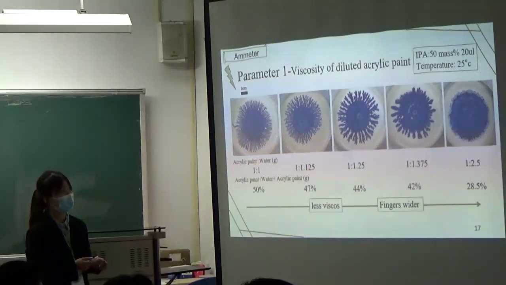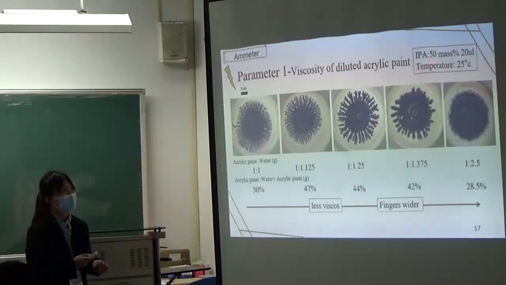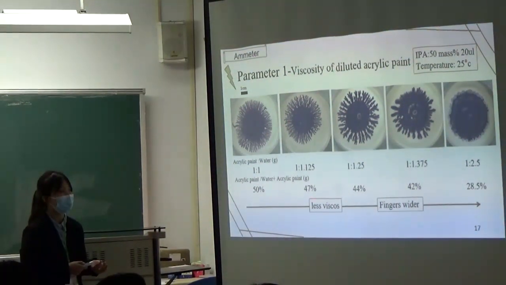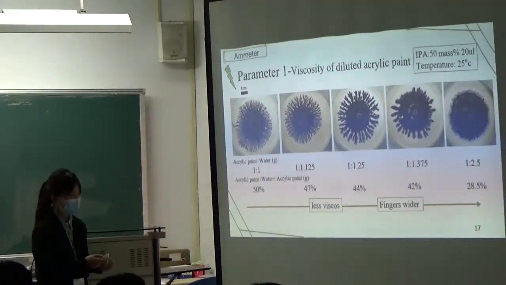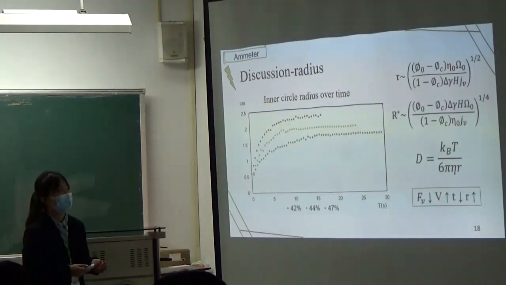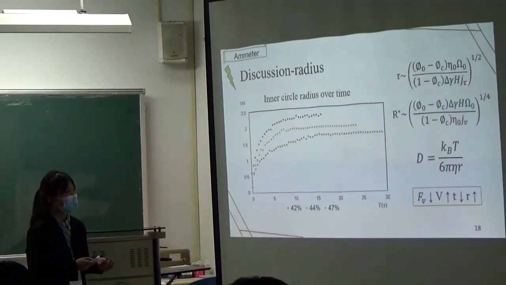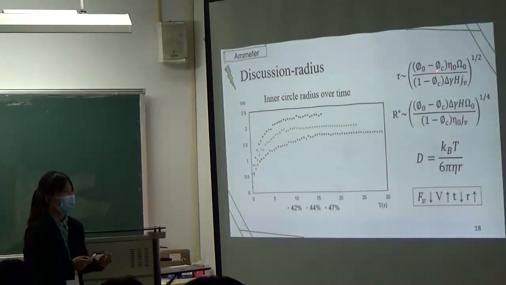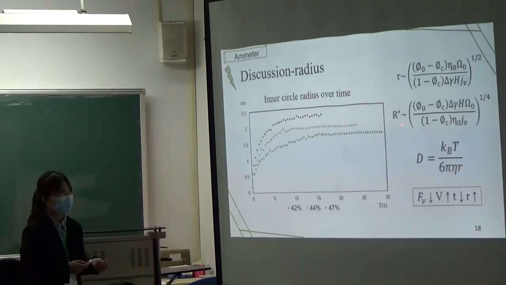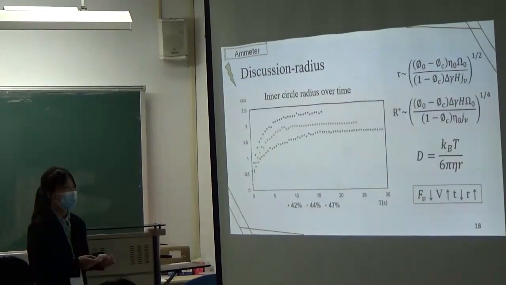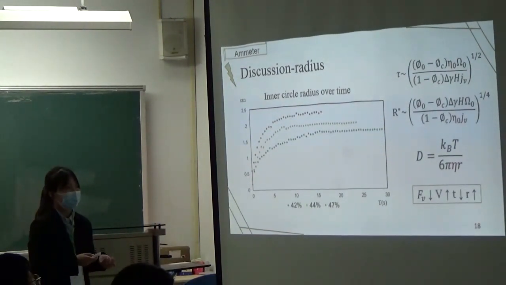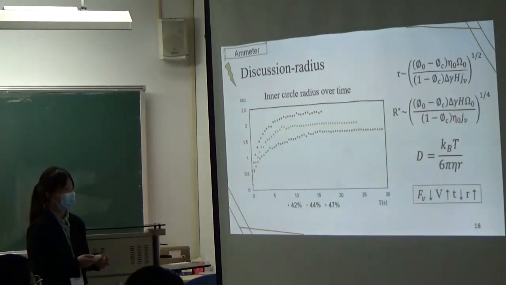And first, we change the viscosity of diluted acrylic paint and control the IPA mass percent, its 20 microliters, and the temperature. And you can see that when the diluted acrylic paint has low viscosity, the finger will become wider. And here we discuss the radius. We can see in these two pictures that the viscosity will affect the expanding time, the inner circle radius and the diffusion coefficient. When the viscous force decreases, the expanding velocity will increase, the expanding time will decrease and the radius will increase.